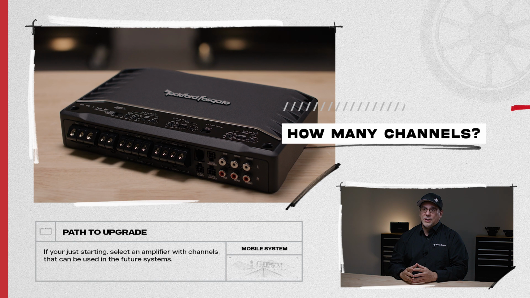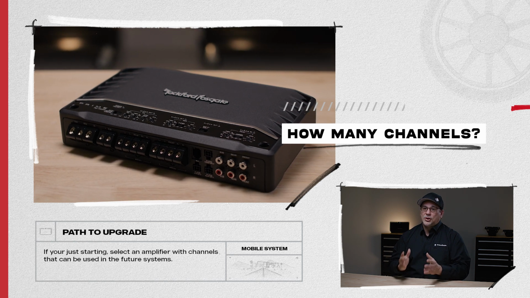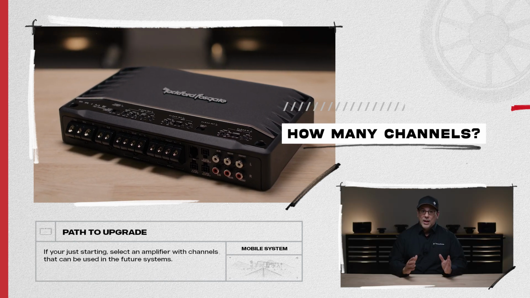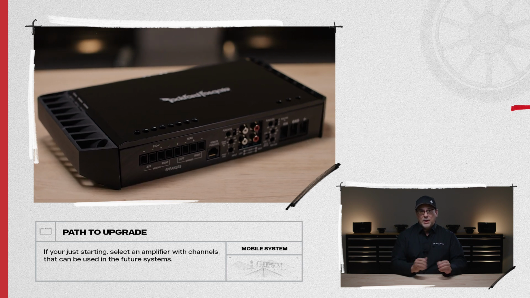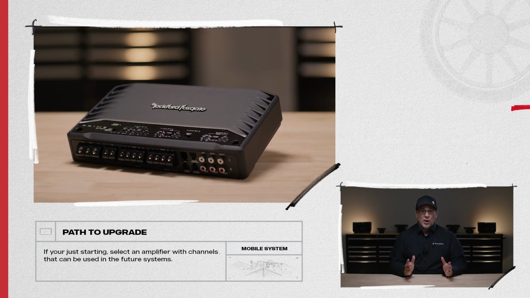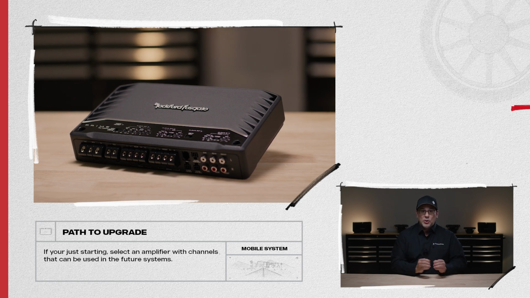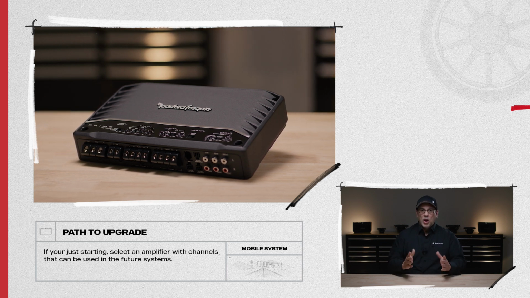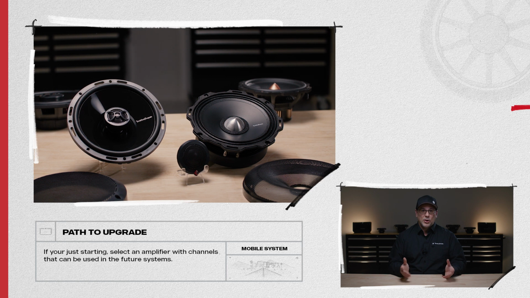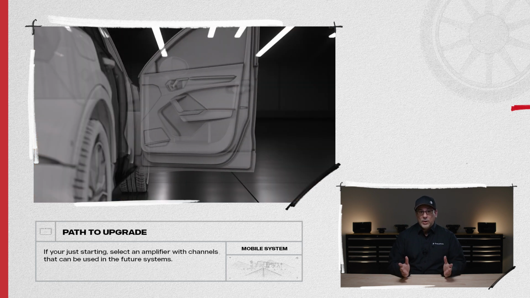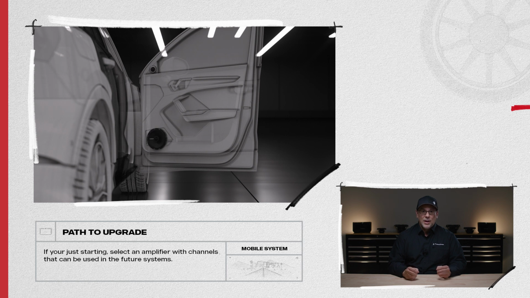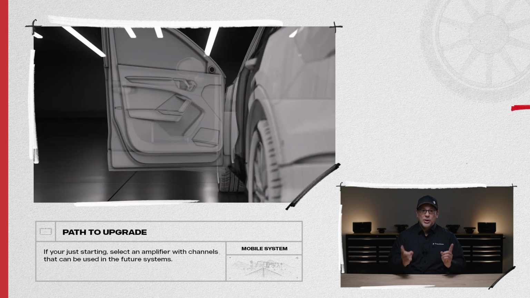The first criteria to consider is how many channels should the amplifier have. So a channel is a power signal that drives a specific speaker. Now typically amplifiers are configured so one channel drives one speaker. Coaxial and component systems are treated as one speaker. For example, if you have a speaker with a tweeter and a mid-range in each door, the amplifier requires 2 channels, one for the left and one for the right.